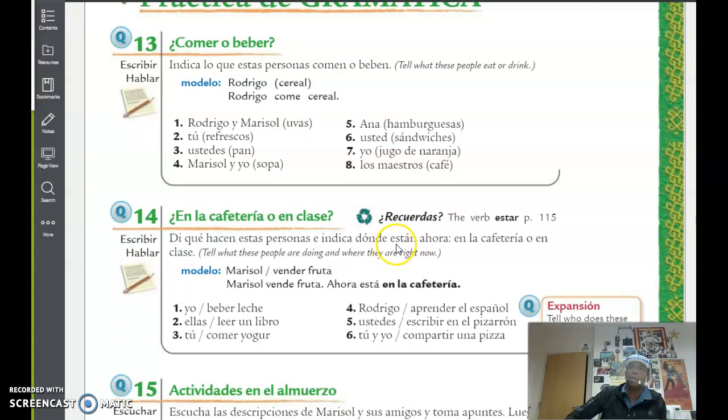So make sure that you guys complete them. If you already completed them, that's all right. But remember, the main thing here is to determine which verb would you use. In this case, would be comer, the verb comer. All of them are comer. Rodrigo y Marisol comen uvas. Tú comes. No, tú bebes. It's either beber or comer. Beber is to drink and comer is to eat, and they both are ER verbs.